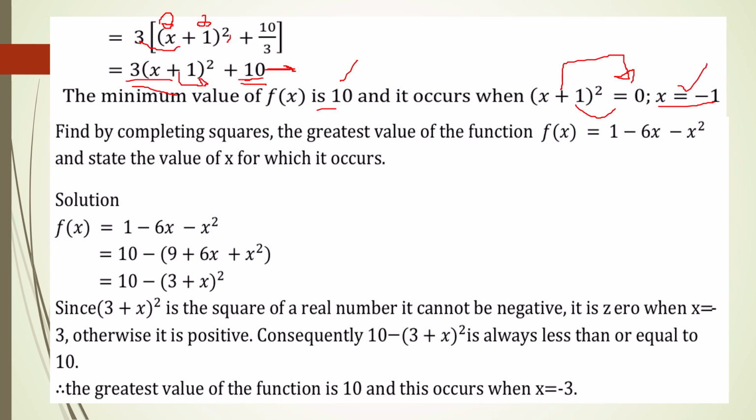Now the next question has been given as a polynomial f of x equal to 1 minus 6x minus x squared, and then say the value of x at which it occurs. Here we are finding the greatest value. So before we start, first things first, we need to first make the coefficient of x squared positive 1, and we are going to do that simply by factorizing out a negative.